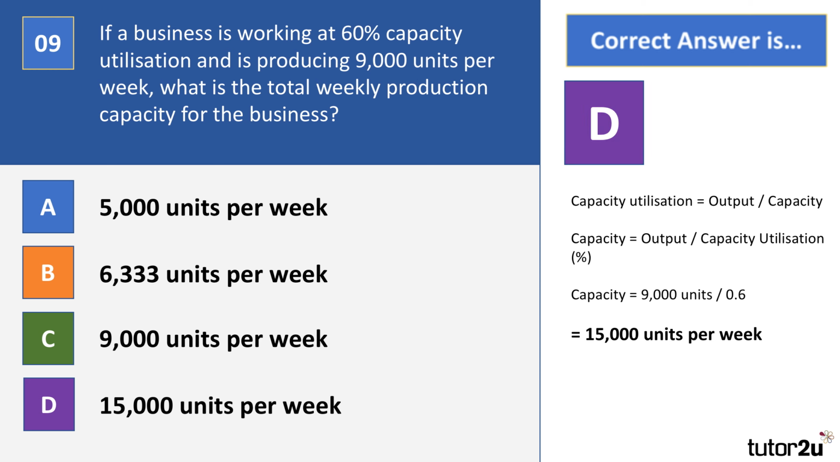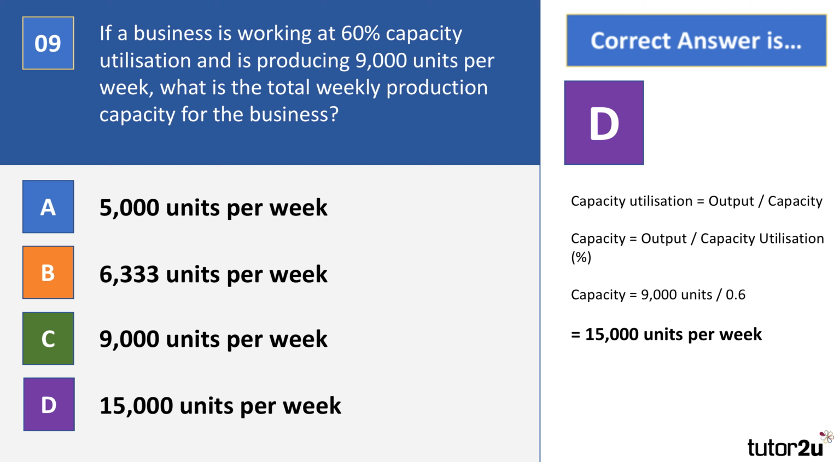Let's have a look at the calculation there. We know that capacity utilisation is calculated as output divided by capacity. Now we were given the utilisation figure and we were given the output figure. So actually we just need to rearrange that formula. Capacity is output divided by that capacity utilisation percentage. So it's 9,000 units divided by 0.6, which is 15,000 units per week.